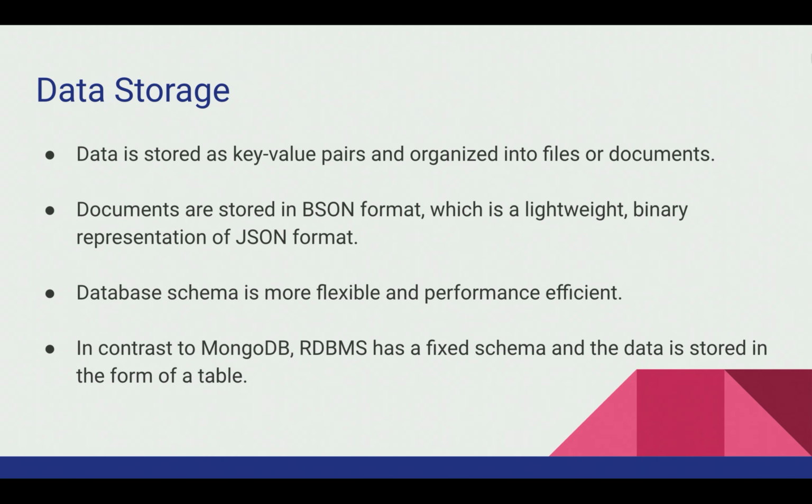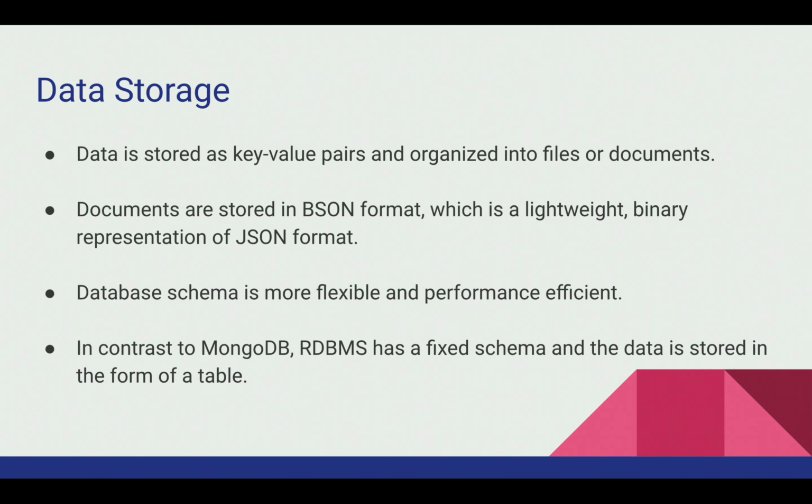Data storage in MongoDB is very different from the traditional RDBMS. In MongoDB, data is stored in the form of key value pairs and organized into files or documents. These documents are stored in BSON format, which is a lightweight binary representation of the JSON format. This data storage format makes the database schema more flexible and performance efficient.